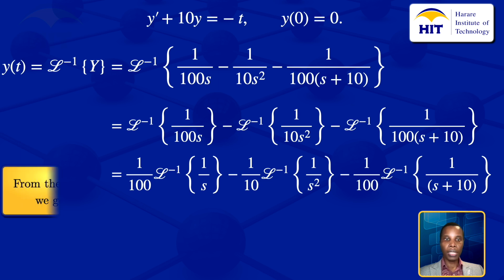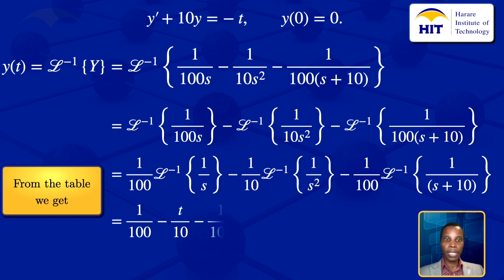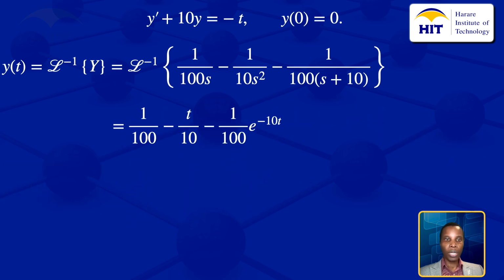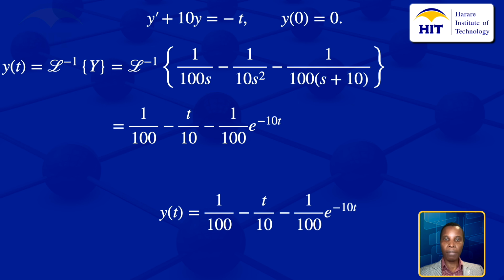And then we go on and find the inverse Laplace transforms from the table of Laplace transforms. The inverse of 1 over s gives us a 1. And the inverse of 1 over s squared is t. The inverse of 1 over s plus 10 gives us an exponent of minus 10t. So that our solution becomes 1 over 100 minus t over 10 minus 1 over 100 times exponent of minus 10t. So that's the solution that we are having. So what we are saying is the solution of the first order ODE is y of t is equal to 1 divided by 100 minus t over 10 minus 1 over 100 multiplied by exponent of minus 10t.